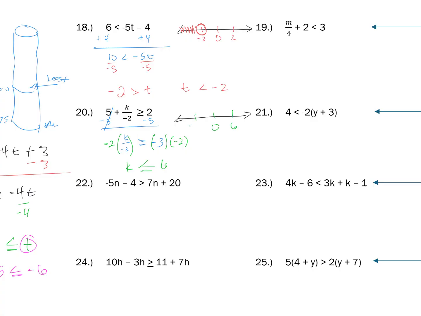0, 6, -6, filled in dot on 6, and k is all of the numbers that are smaller than 6.